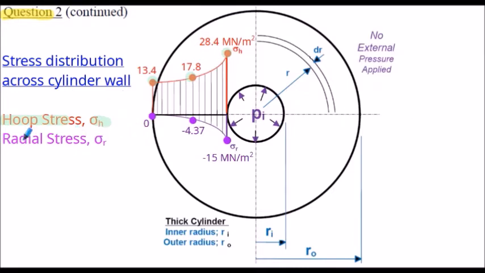Considering the radial stress, sigma r, we know at the bore it's equal and opposite to the pressure. The pressure was 15 newtons per millimeter squared, so the radial stress is negative 15 newtons per millimeter squared. At the mean radius, it's negative 4.37. At the outside surface, it's 0. So this diagram shows the nonlinear hoop stress distribution across the vessel wall and the nonlinear radial stress distribution across the vessel wall.